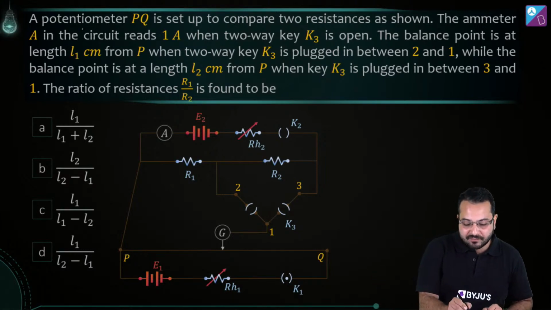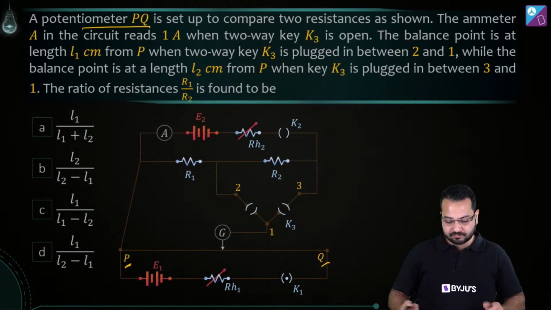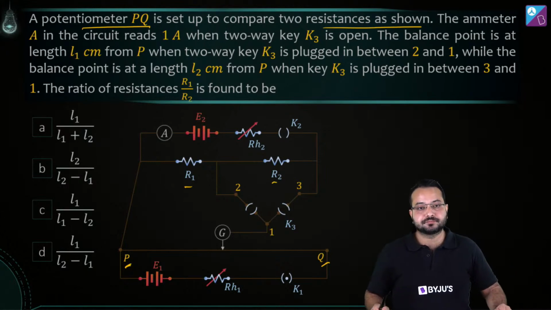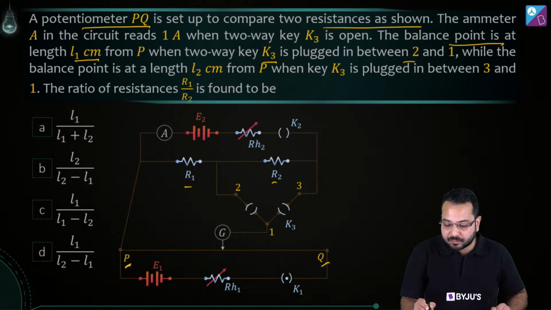Okay, so we have a potentiometer PQ set up. So you have this potentiometer over here. You know what the setup for a potentiometer is. And we have to compare two resistances as shown. What resistances? R1 and R2. The balance point is at length L1 centimeter from P when two-way key K3 is plugged between 2 and 1.